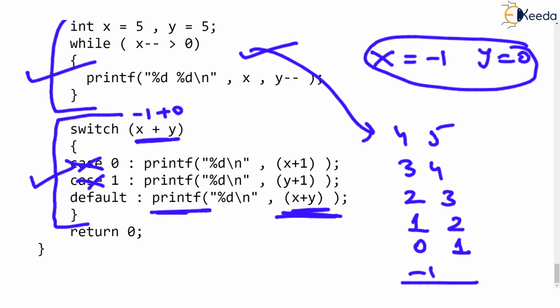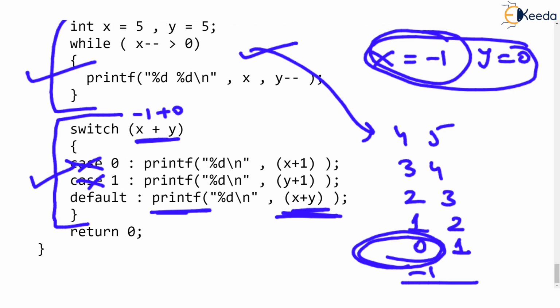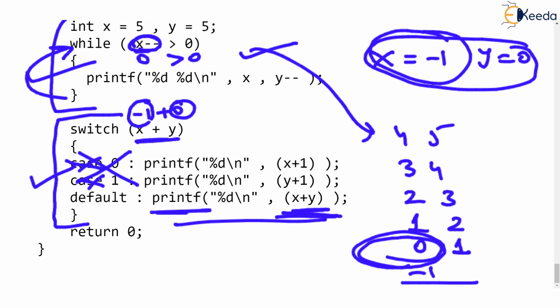Just check yourselves how x has become -1. Conveniently run the loop for the last time also. When x becomes 0 and it goes back to this while, it checks is 0 greater than 0, which is false. Agreed. But whether the condition is true or false, this minus minus will be done. So x will be reduced further and x will become -1. That's how we got x as -1 and y as 0. But none of the cases were true, so default executed, printing -1.